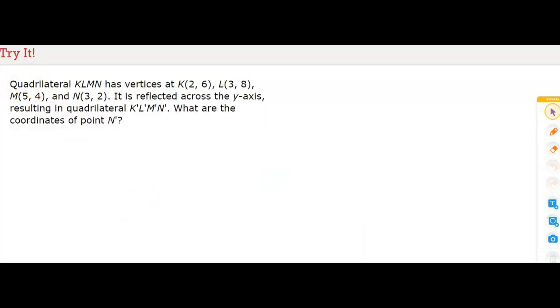Quadrilateral KLMN has vertices at K(2, 6), L(3, 8), M(5, 4), and N(3, 2). It is reflected across the y-axis, resulting in quadrilateral K', L', M', N'. What are the coordinates of point N'?